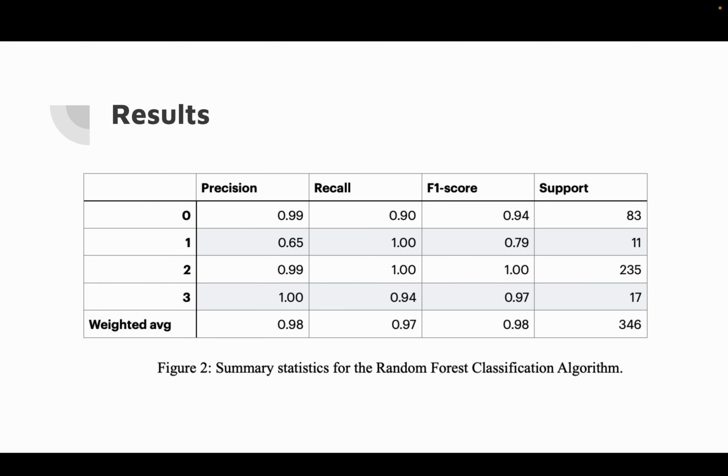Then we go on and see the summary statistics for the random forest classification algorithm. What we see here is a 98% precision rate in classifying cars into acceptability ratings and a 0.97 recall, which is a really good performance for our random forest classification algorithm.